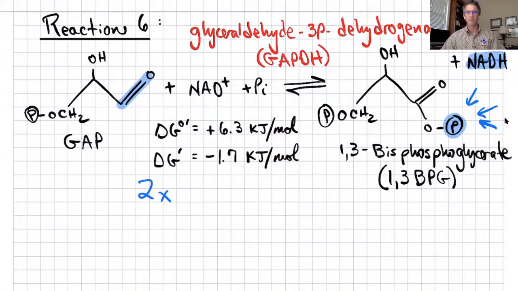Okay, so at this point, we've made 2 moles of 1,3-bisphosphoglycerate, all right? The next thing we need to do is get something back, right? And so the next set of reactions show us how we get something back and then make a little profit, right? Okay.